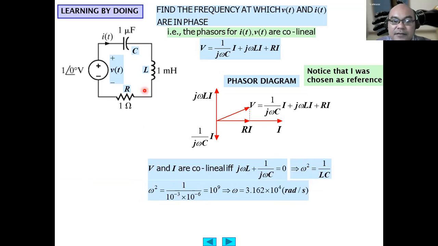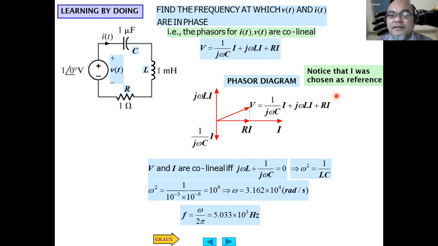Okay, so for omega square, from 1 millihenry multiplied by 1 microfarad, we obtain 10 to the power of 9. And this is omega square, so omega equals 3.162 times 10 to the power of 4 radian per second. So the frequency will then be this omega divided by 2 pi. So we obtain 5,033 hertz. This is the frequency where the voltage and current will be collinear, or there is no phase difference.